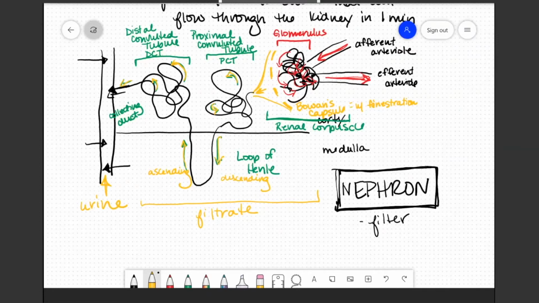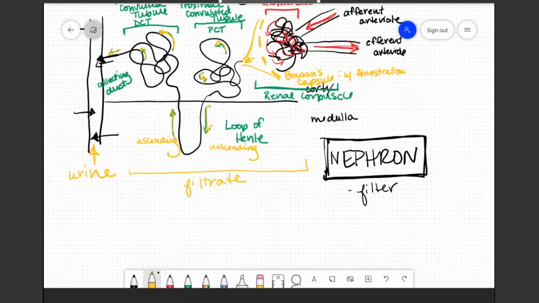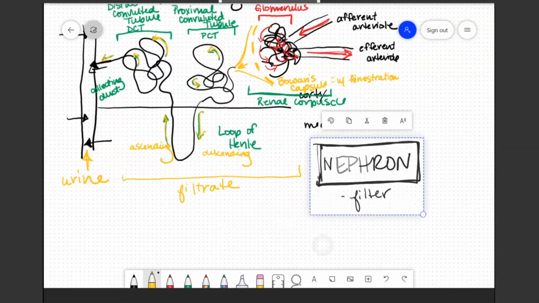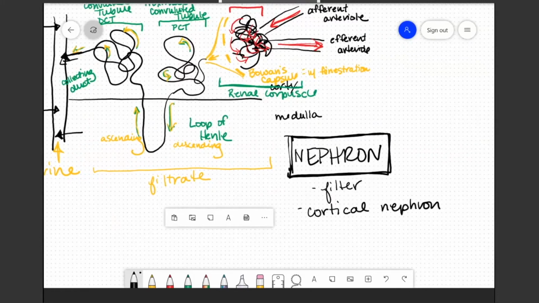Okay, so one other thing with these nephrons: there are two types of nephrons. You are going to have a nephron that is called a cortical nephron, and then you will have a juxtamedullary nephron. So a cortical nephron, if you think about the name cortex, will be mainly in the cortex.